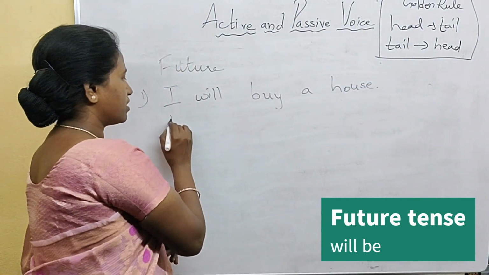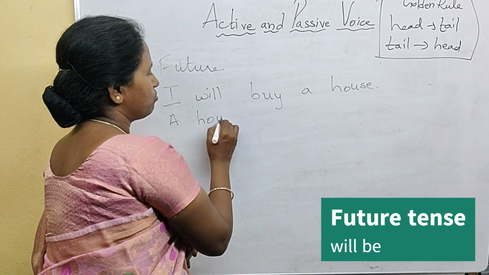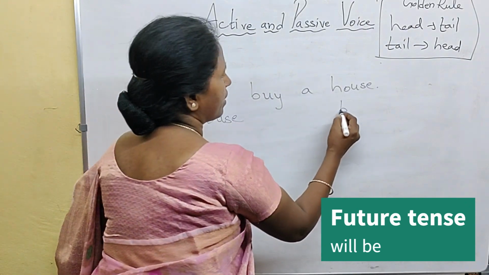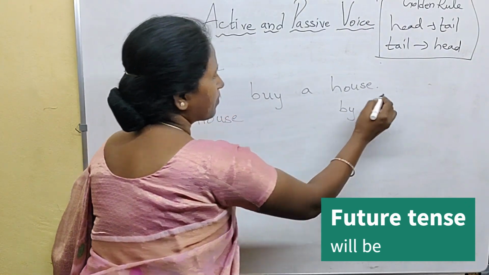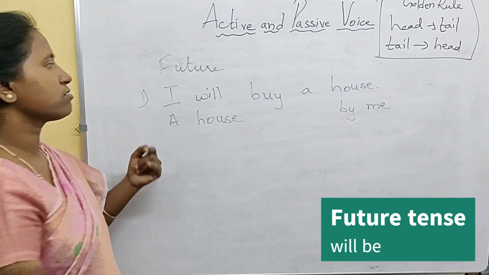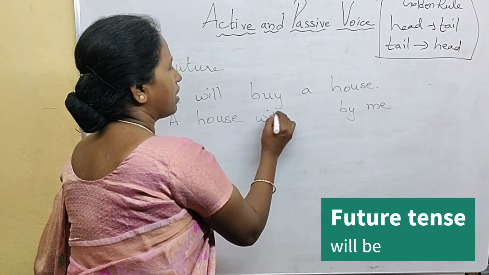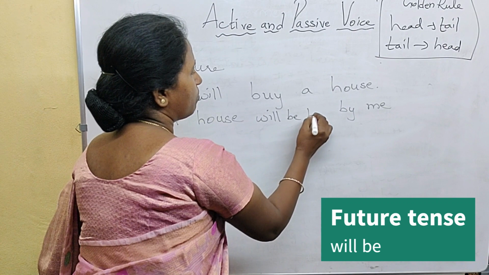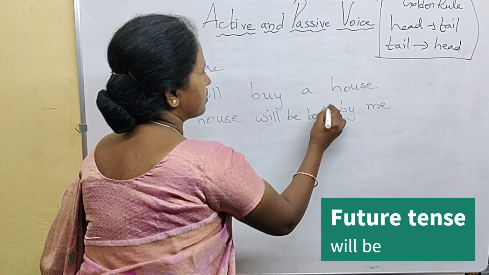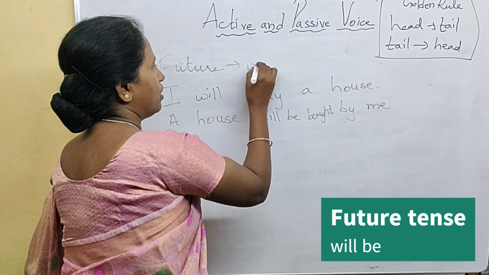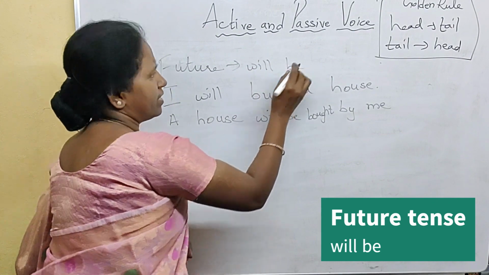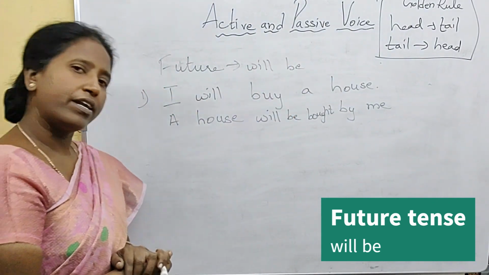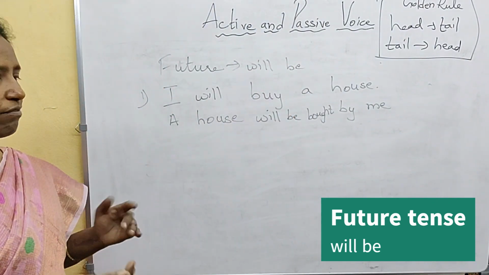So how will you change this? A house by me. Okay, a house will be bought. So when will is there, what you will do? Will be. Whether it is singular or plural doesn't matter. You will be writing will only.